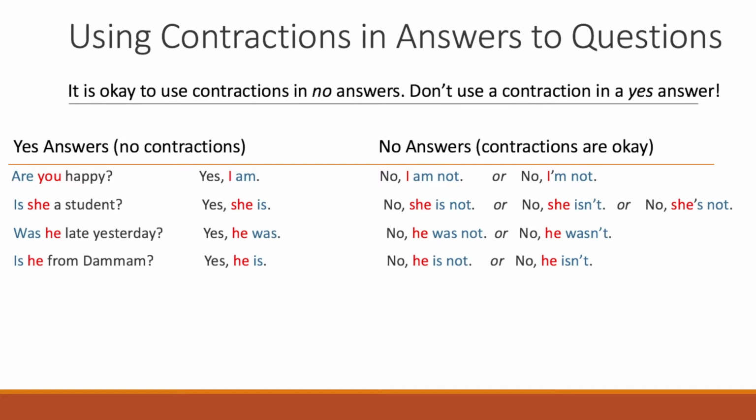For example, are you happy? If my answer is yes, I must say, yes, I am. I can't use a contraction. However, if my answer is no, I can use a contraction. Are you happy? No, I'm not. Using contractions for no answers is perfectly acceptable. However, again, for each question, as you can see, if our answer is yes, we cannot use a contraction.